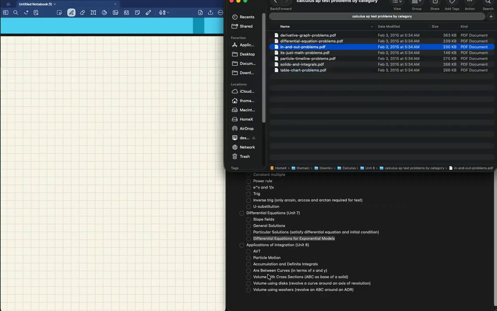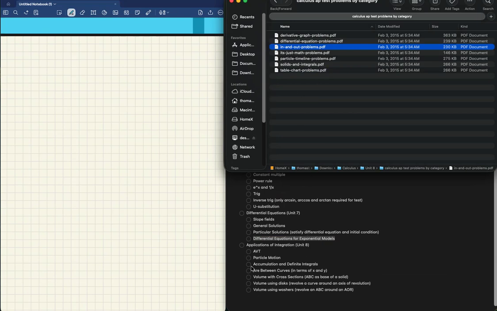In and out problems come again a little bit later here, basically in area between curves. Area between curves in terms of x and in terms of y. So this is vertical slices would be in terms of x, and horizontal slices would be in terms of y. That is really the representation of an in and out problem in real life. So we'll go over that in detail there.